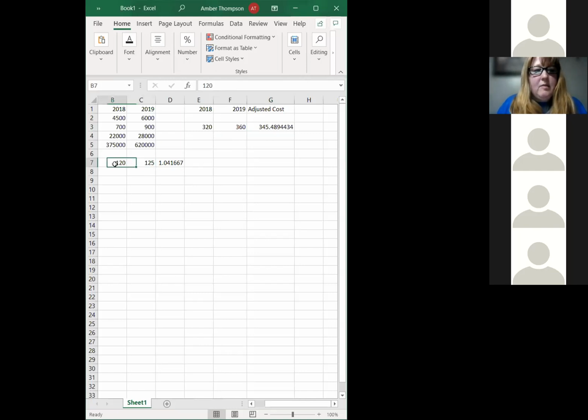When we say that the producer price index was 120 and then 125, the change in that price index is what we can divide into this 360 to see that our adjusted costs, if we were operating at the same producer price index as we were in 2018, actually look a little bit better than this number in 2019. Does that make sense?